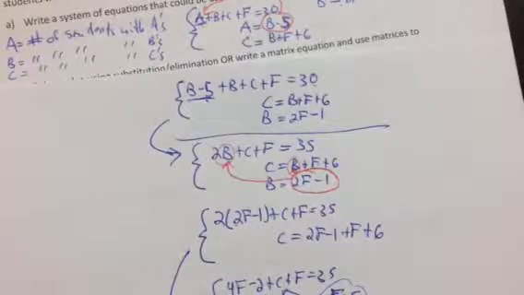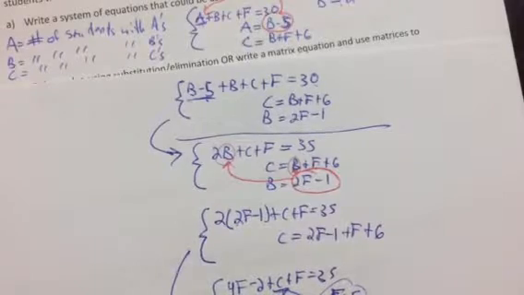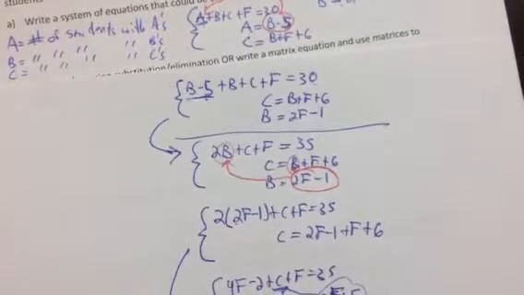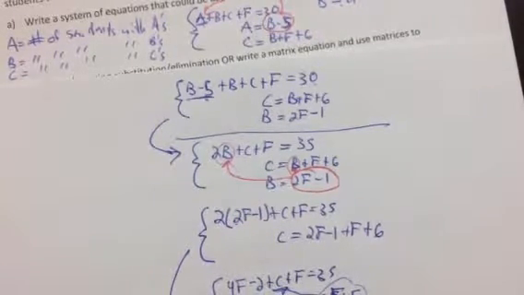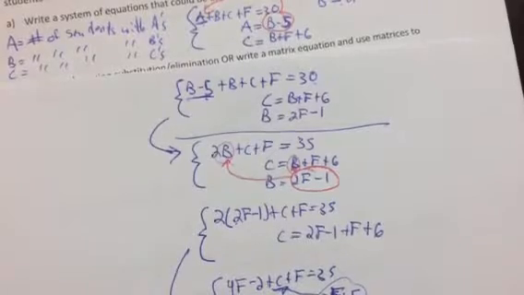I guess I could have simplified first, but I'm just going to use substitution on this. So 4F minus 2 plus 3F plus 5, that's what C is, plus F equals 35. One more substitution. And I'm going to go ahead and solve this. I've got all these F's. I have 8F.